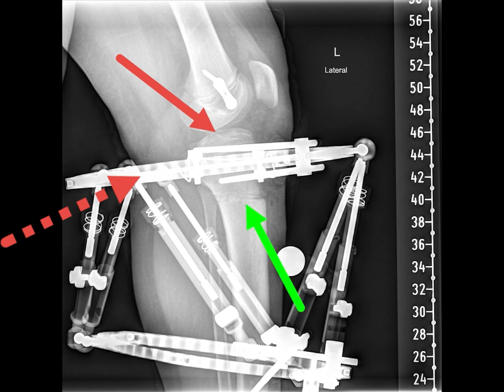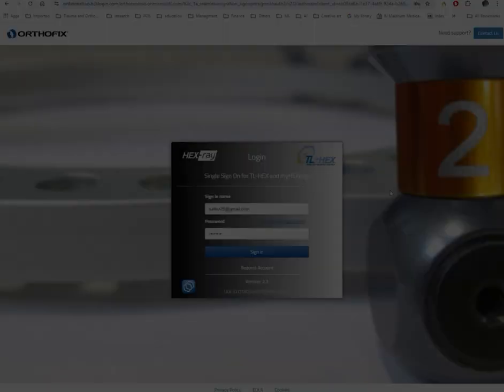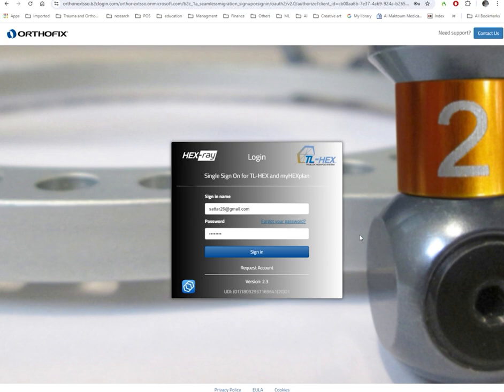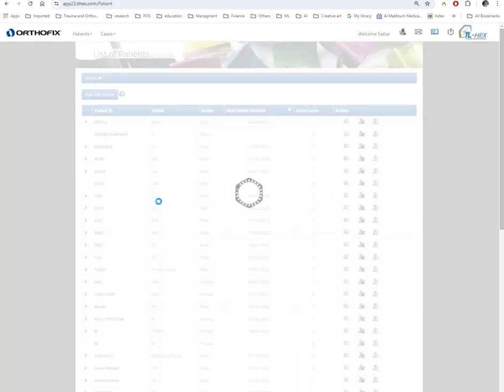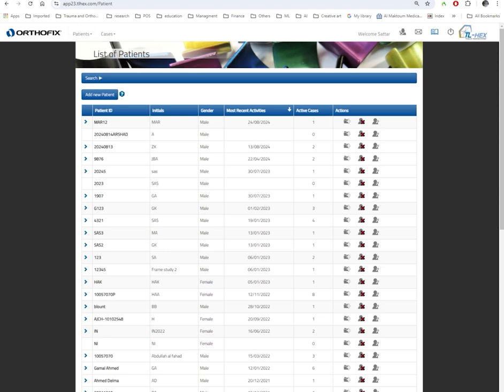You can see we rush through the application of the frame itself. This allows more time to focus on the programming of the frame, which many candidates in our courses ask us to do. In order to do the postoperative programming, we need to log into the system. I prefer to use the Orthofix TL-HEX because it has many advantages over the other frames. So I sign in, and this will take me to the list of my patients.